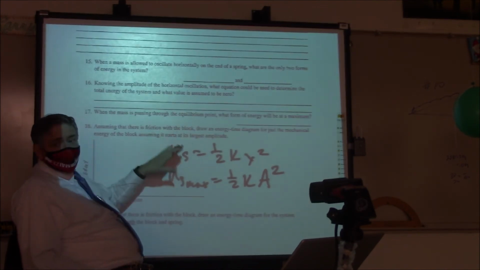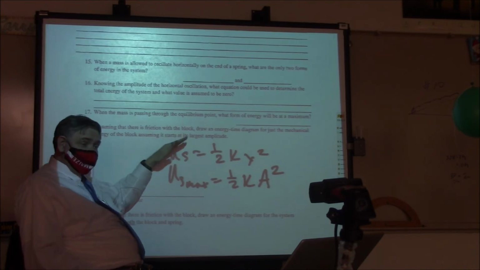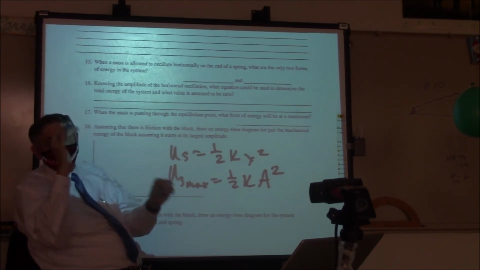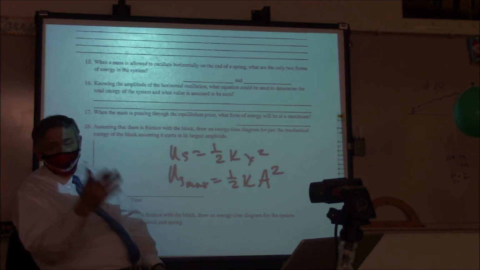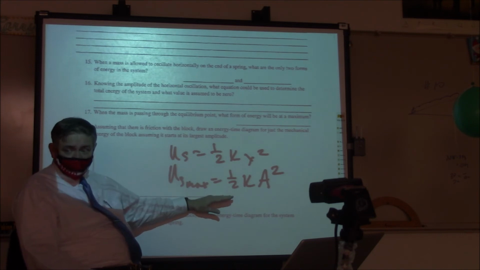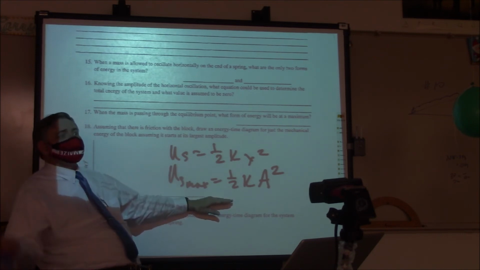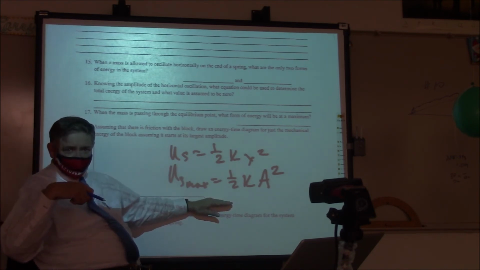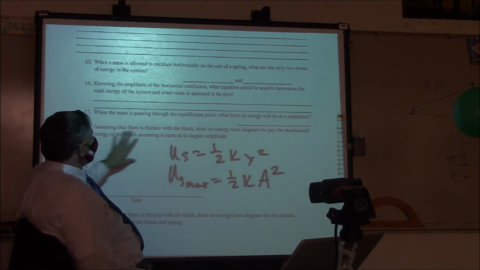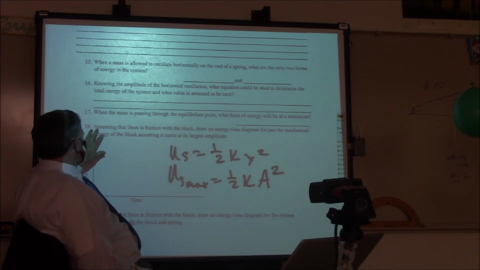And guess what? That's when you're going to have maximum kinetic energy. So when you don't have any amplitude, you don't have any Us, it's all kinetic. But when it's maximum Us, you don't have any kinetic energy, because that's when you're going to stop to change direction. Now, let me explain the terminology on question number 18.